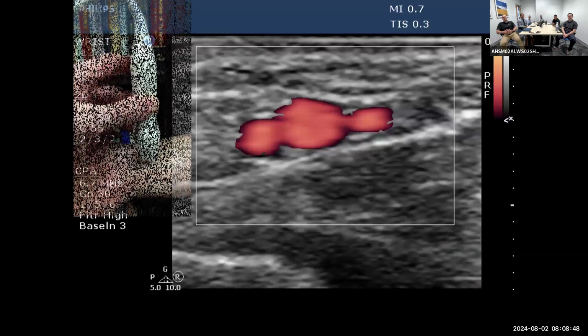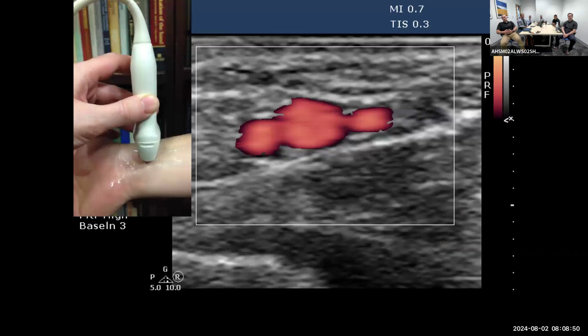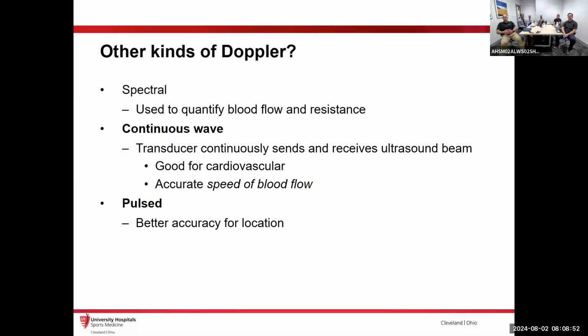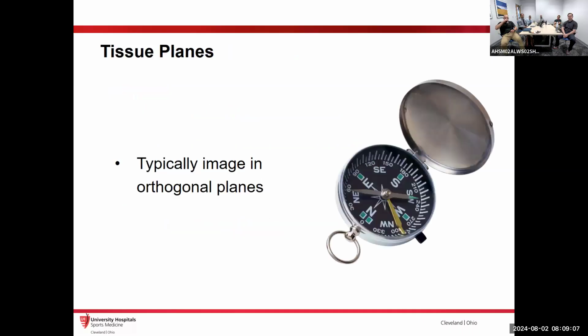And so that's what power Doppler looks like, right? It's going to be both straight up and down, you know that it's flowing. There are different kinds of Doppler. I've never used any of this. I don't care about the quantity of blood flow or the resistance. These are good for cardiovascular things, just something to be aware of.